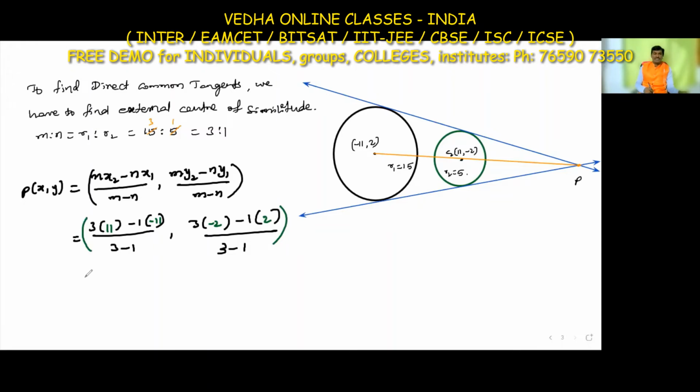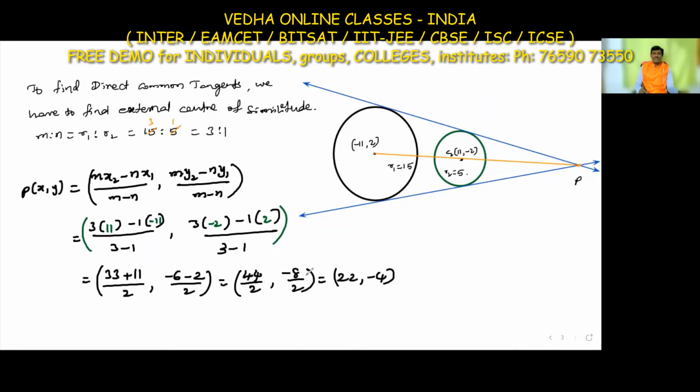Okay, 3 into 11, 3 11s are 33, minus into minus plus 1 into 11 is 11, divided by 3 minus 1 is 2. Okay, and 3 2s are 6, minus 6 and minus 2, divided by 2. So 33 plus 11 is 44, divided by 2, and minus 8 divided by 2. So that means we are getting 22 comma minus 4.